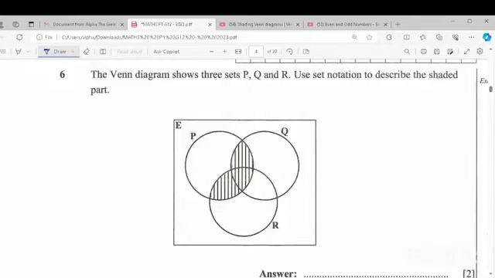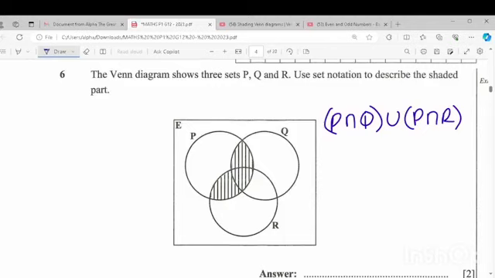Number 6, the Venn diagram shows 3 sets, P, Q and R. Use set notation to describe the shaded part. Okay, so this is the shaded part. I can tell you that the shaded part is indicating P intersect Q union P intersect R. So how did I arrive at this?